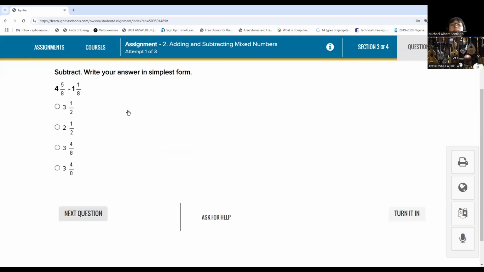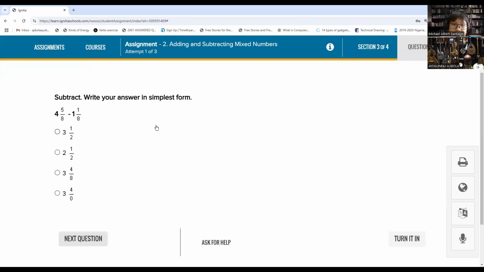Yes. Then can you subtract this one? Tell me the answer. What's the answer? The third option. I think you're correct because 4 minus 1 is 3 and 5 minus 1 is 4/8. But 4/8 should be 1/2, so 3.5.